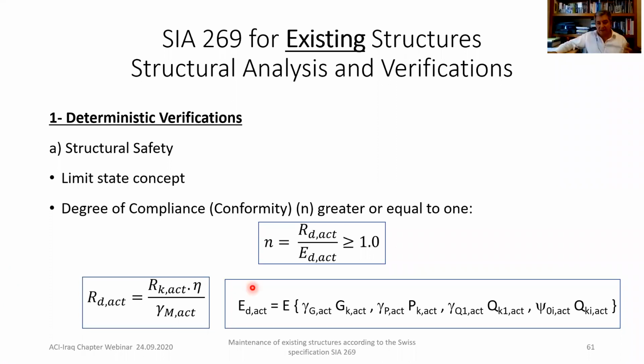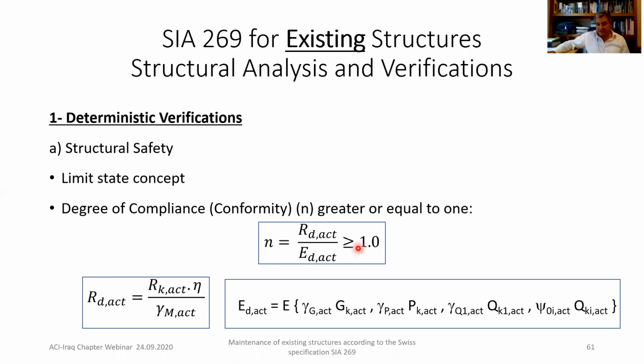But as you see, the factors of safety here have all been updated. ACT means actualized, that means updated. Since it's an existing structure, we are using exactly the same limit state condition, but we turn it in another way. We calculate the degree of conformity, N, which is the ratio between the resistance and the effect. The ideal is to be larger than 1.